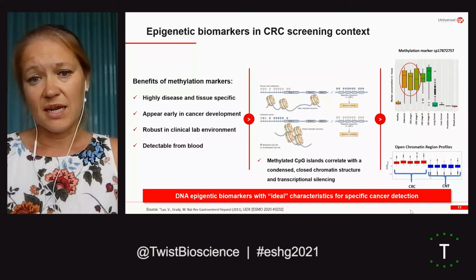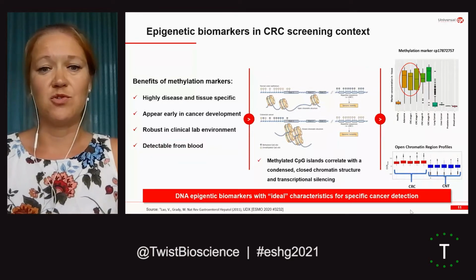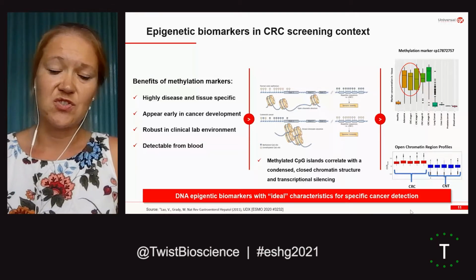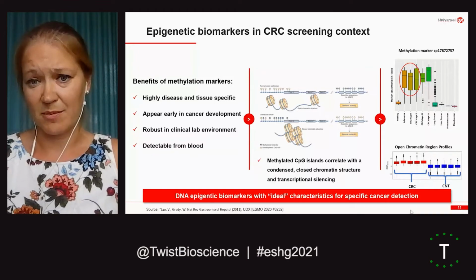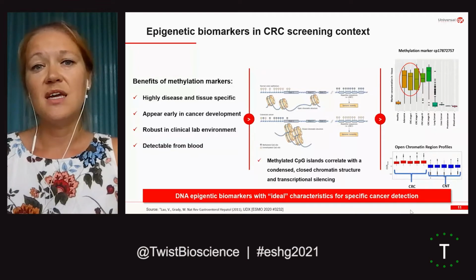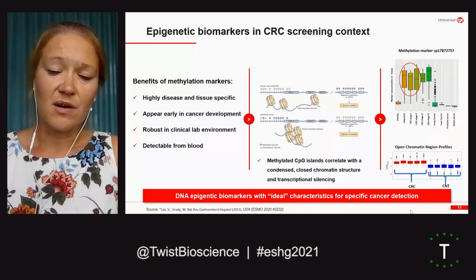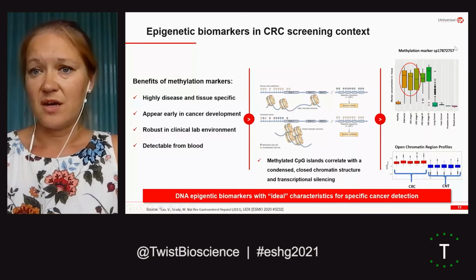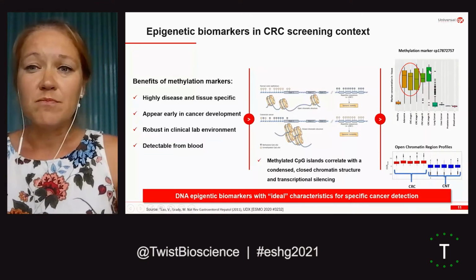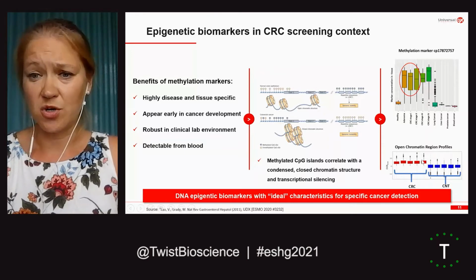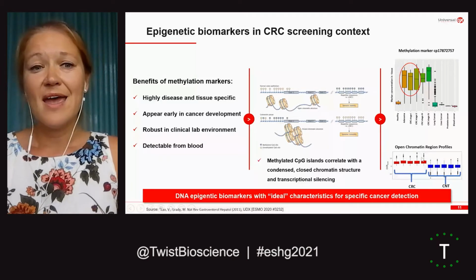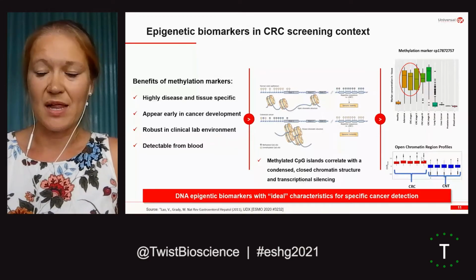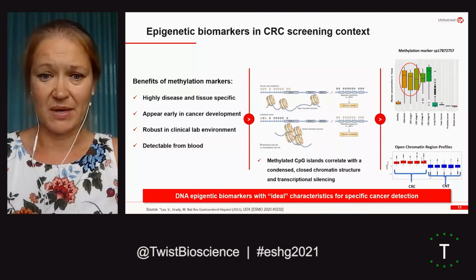Further on, the methylated CpG islands also correlate with constant and closed chromatin structures. So measuring the chromatin structures, and from there the cell-free DNA fragmentation signals, is an additional marker type that can be incorporated into analysis. So in our case, we have determined that the methylation signals as well as open chromatin region profiles are distinctly different between the colorectal cancer patients and control patients, as well as between the different tissue types and patient types.